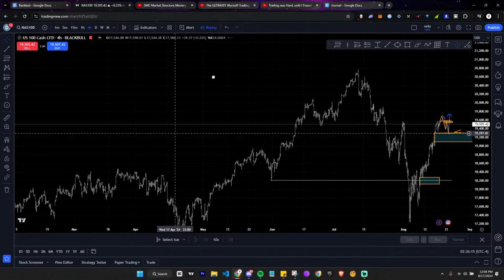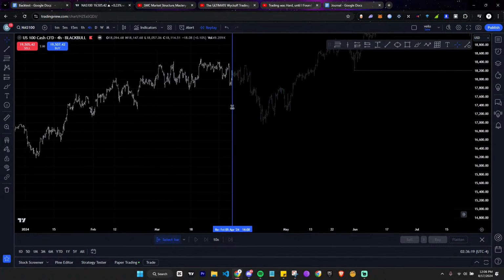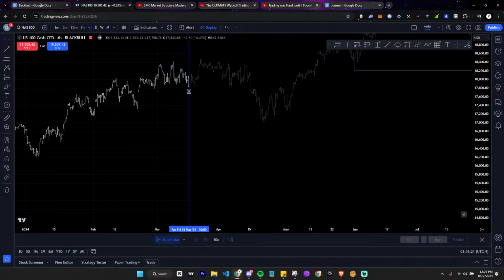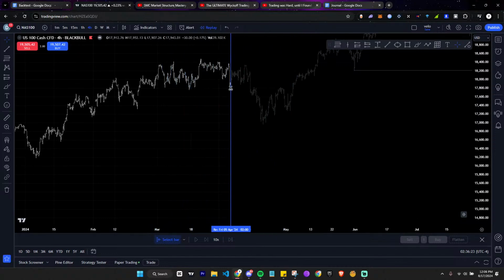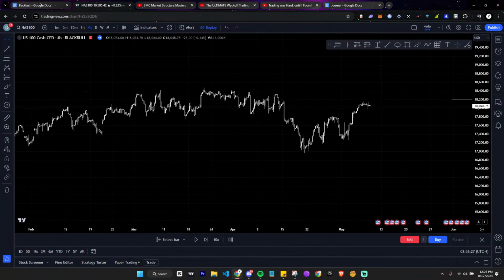Okay, let's go back. Let's back test mode. Let's go towards like this range. You see this? This low was swept over here.